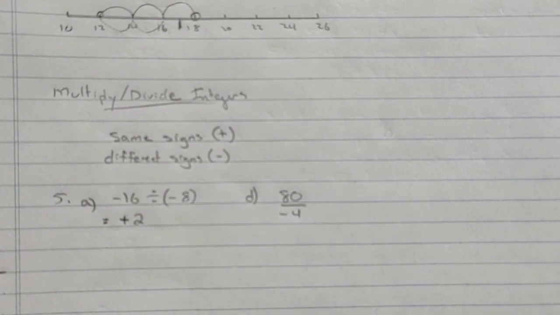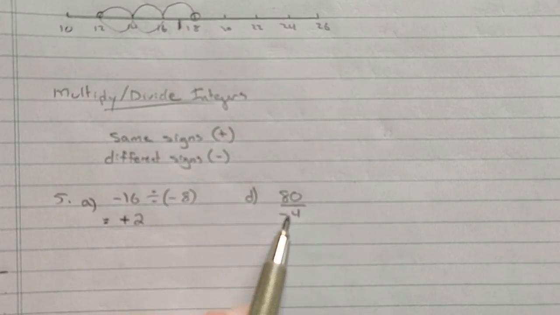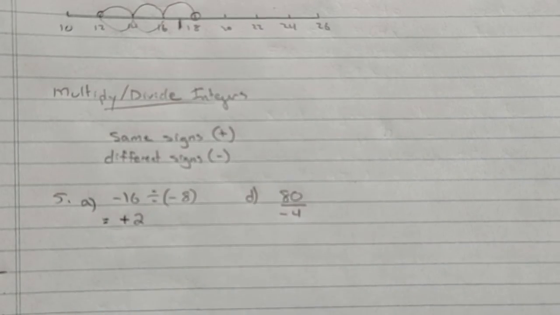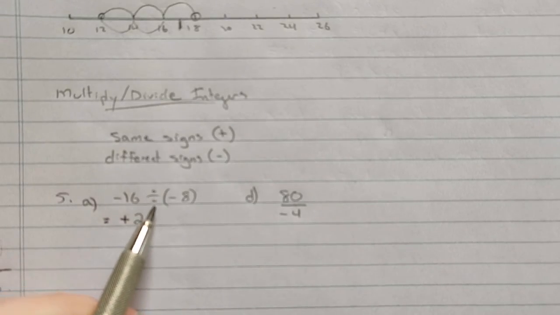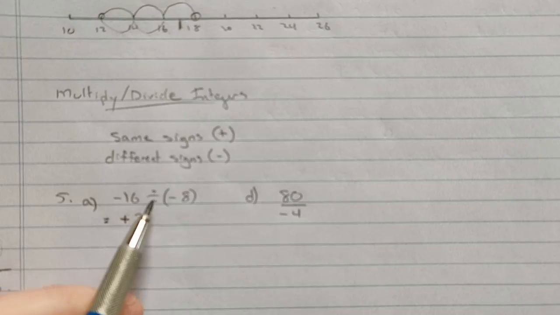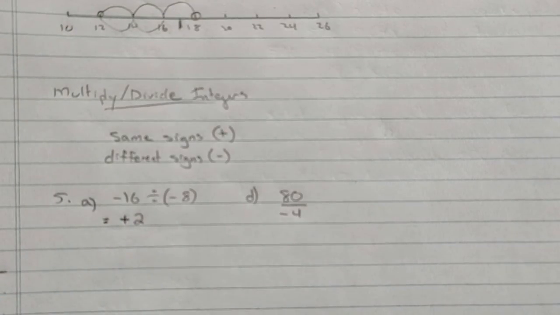In the case of 5D, we have 80 over negative 4. And again, recall the fraction layout means that it's a division question. Fractions are a way of showing division. That's why our division sign looks the way it does. It's because it's a representation of a fraction. So here we have 80 divided by negative 4.